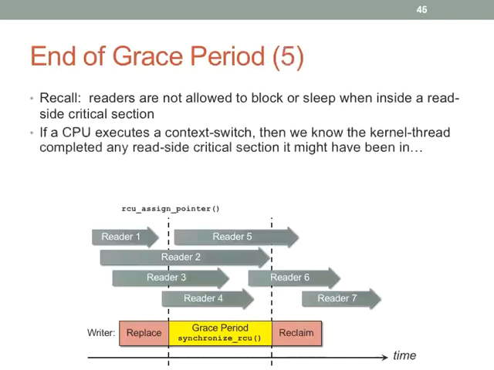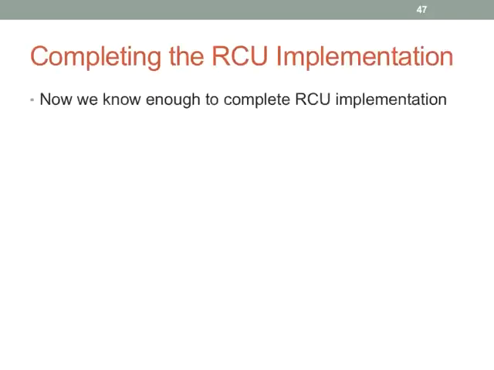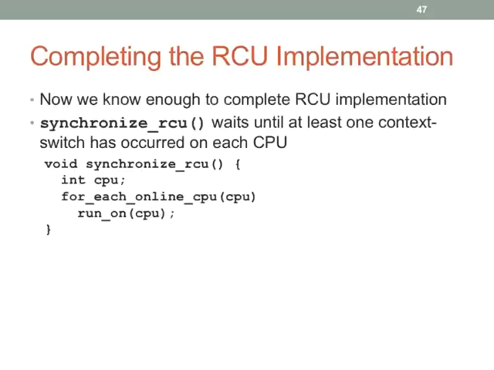So the CPU executes a context switch. Then we know the kernel thread must be outside of its read side critical section, which means it's ended. Okay? So we can actually exploit this. We just have to make sure that there's at least one context switch per CPU, and then we know we're done. And like I say, that may not be a perfect bound, but it is an upper bound that includes the grace period. And so that's what we do. Which is weird, but we just watch to make sure that everybody has done at least one context switch, and then we're finished. Okay? This is the simple, naive approach.